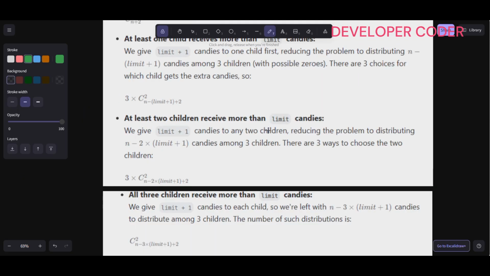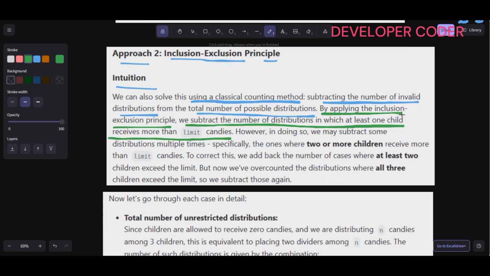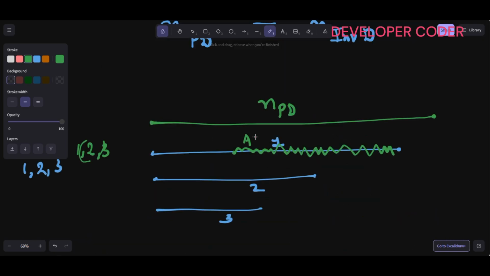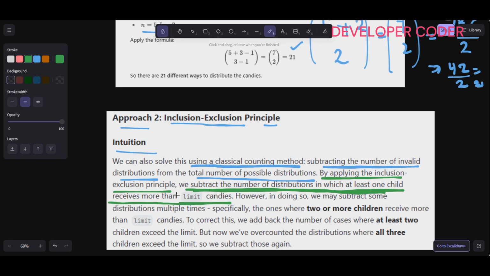So here what is happening: by applying the inclusion-exclusion principle, we subtract the number of distributions in which at least one child receives more than the limit candies. At least one child means at least one. This is the case for at least one, this is the case for at least two also, and then I will check at least three also, right? So in at least one only I am deleting all the children, one with two and three.